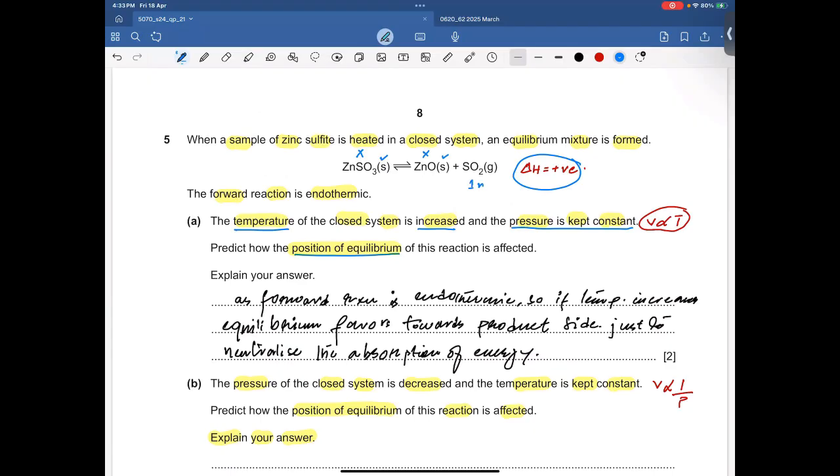So on the product side, we have a total of 1 mole. On the reactant side, we have 0 moles. The examiner basically decreases the pressure. So as we decrease the pressure, equilibrium favors the direction where the number of moles is greater, which means equilibrium favors the right hand side, that is towards the product side.